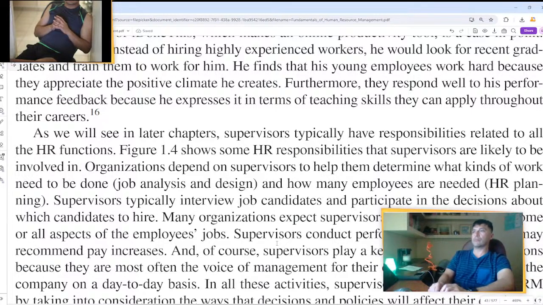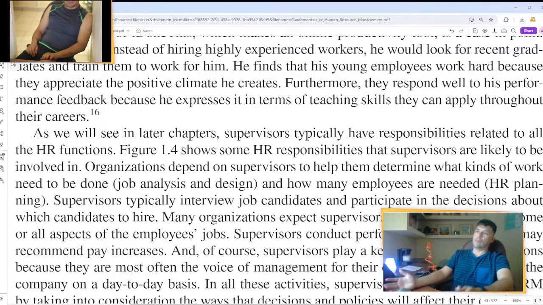Organizations depend on supervisors to help them determine what kinds of work need to be done, job analysis and design, and how many employees are needed, HR planning. Well, they're related, because they're on the operation floor, as they call it.